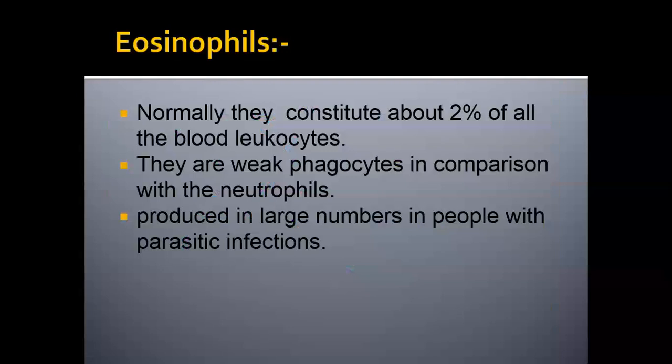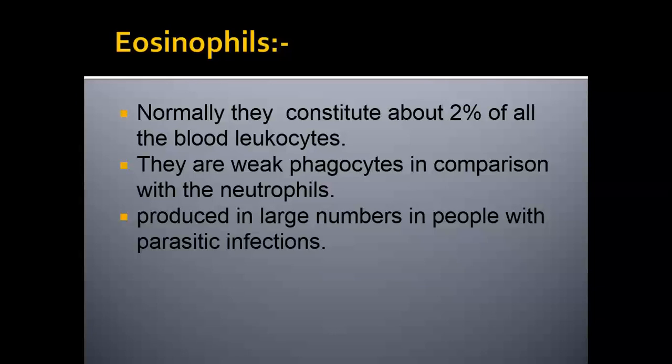Now we come to the other types of cells in our body, of the polymorphic nuclear cells, which are the eosinophils. Usually they don't constitute a big percentage of the total white blood cells in our body, usually not exceeding 2-4% of the whole blood leukocytes. If we compare them to the neutrophils, they are weak phagocytes in comparison to the neutrophils. But they have certain important functions that are unique for them.